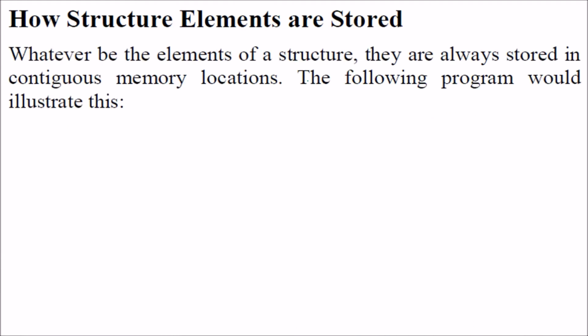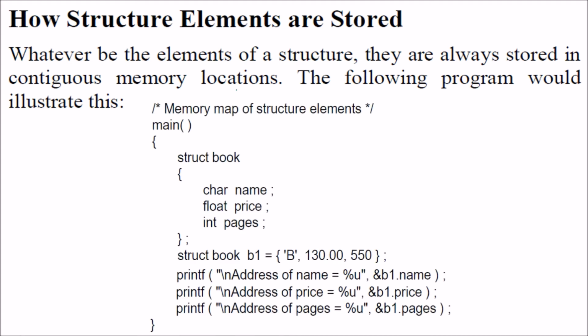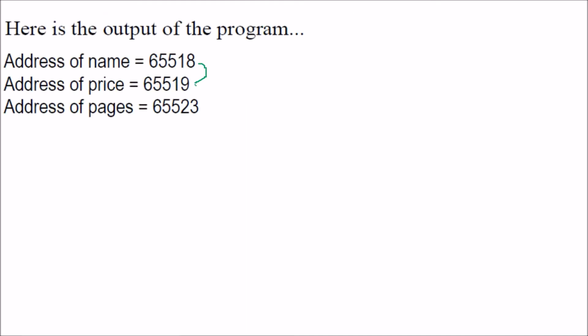So how are structure elements stored? They are stored in contiguous memory, the way arrays are stored. So we have main here. This is the structure book, with name, price and pages. We have initialized it now. And when you want to print name, price and pages, you see that if some address is there, the next one will be +1 and the next one will be +4 because of this.